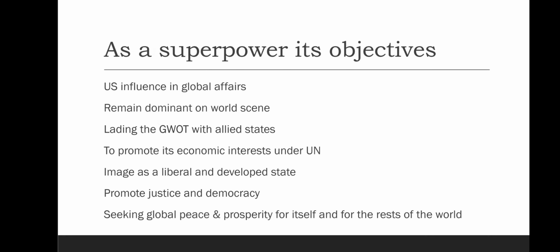So we see that as a superpower, America's objectives were to influence global affairs, to maintain its hegemonic position in the different regions of the world, to remain dominant on the world scene, leading the global war against terror with the allied states, to promote its economic interest under the United Nations and emerge as a liberal and developed state, and to be a champion of democracy and promotion of peace and justice, seeking global peace and prosperity not only for itself, but for the rest of the world.